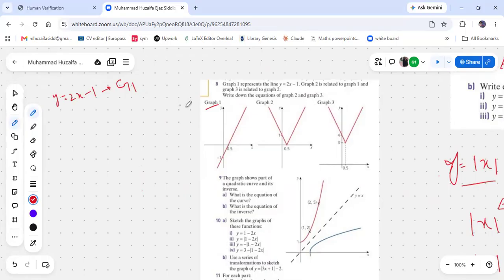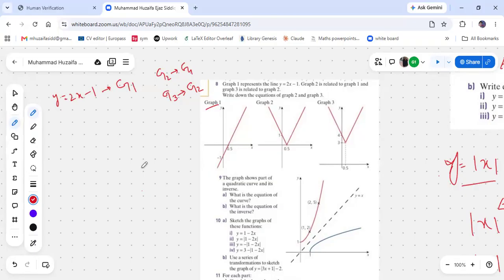It means our question statement is that G2 is related to G1, and graph 3 is related to graph 2. It means G3 is related to G2. Write down the equation of graph 2 and graph 3. Since for graph 1 the equation is y equals 2x minus 1, the equation of graph 2 is y equals mod of 2x minus 1.